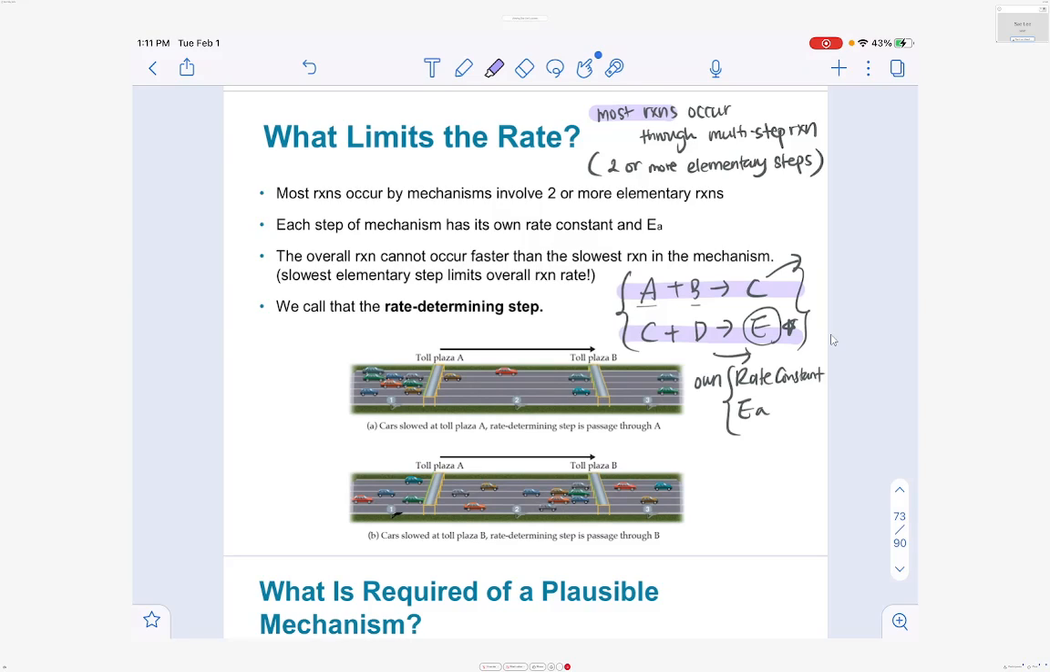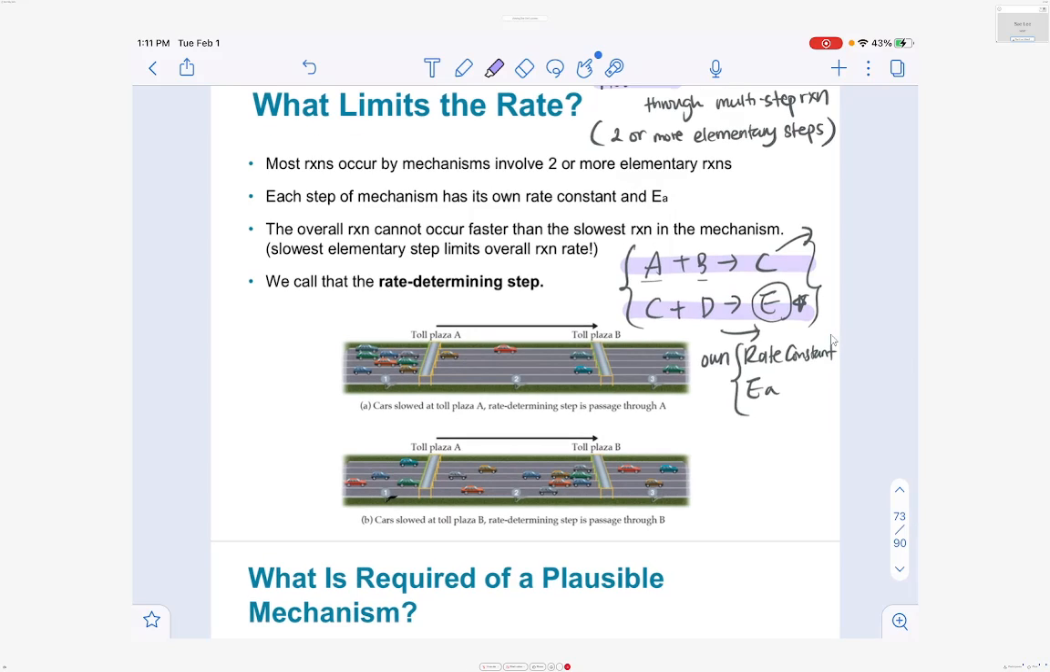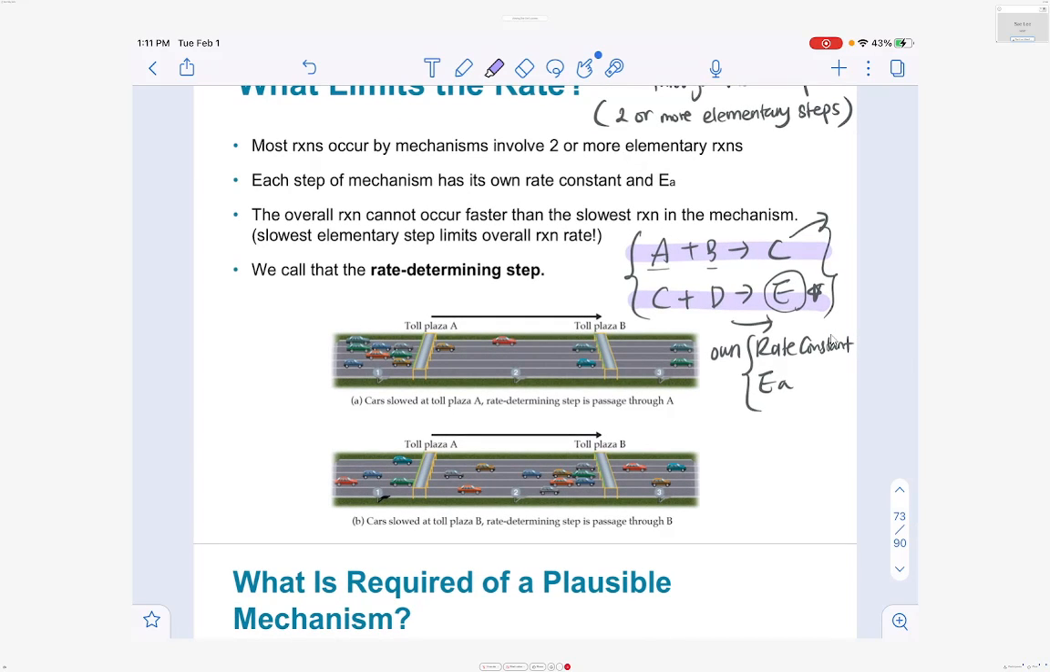So let's take a look at the diagram. If you look at the diagram, the picture in toll A is slowing down the vehicle. So the arrival time at the destination is going to be affected by toll plaza A.